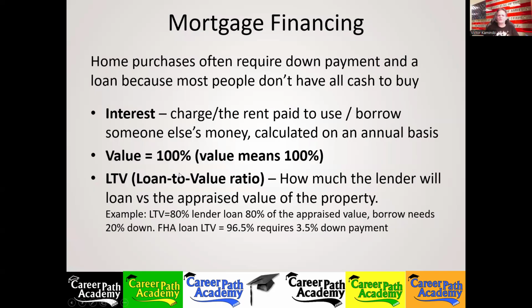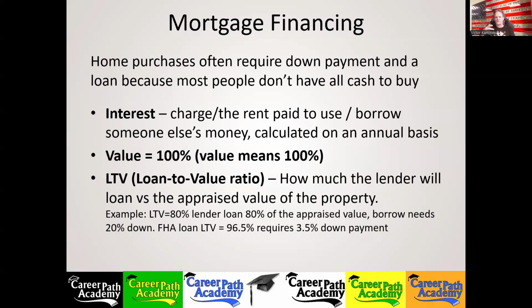So value equals 100%. Anytime we're talking about value, we're trying to calculate it all. And an LTV is a loan to value ratio. It's how much the lender will loan you in relation to the appraised value, not a ridiculous offer price on the property, but the appraised value of the property. Now, typical lending, conventional loans, the LTV is 80%. The lender will loan you 80% of the value of the property, so you need 20% down.